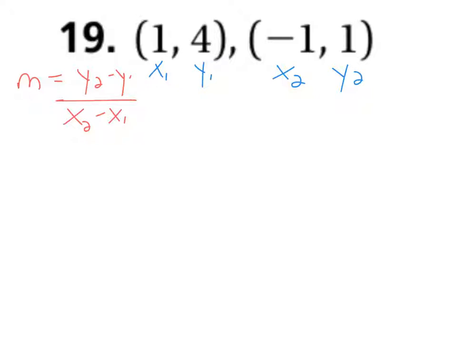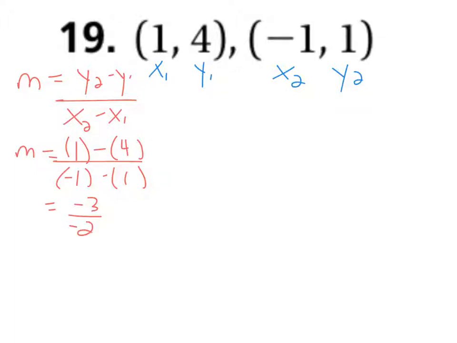So let's first calculate the slope. We say then m is equal to y2, 1, minus y1, 4, over x2, negative 1, minus x1, 1. And then we get what from that? Well, 1 minus 4 is negative 3, over negative 1 minus 1 is negative 2, and that resolves to, because it's 2 negatives, just 3/2. So that's what we get for the slope.